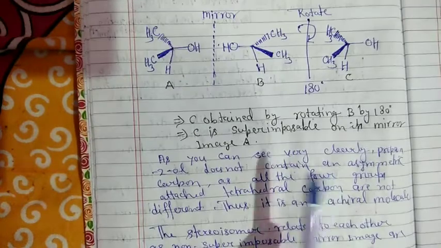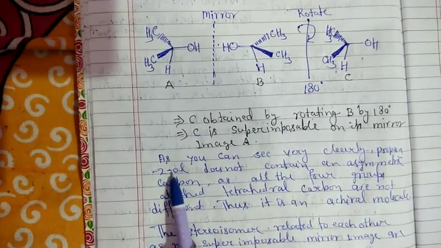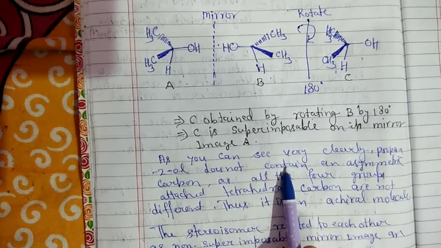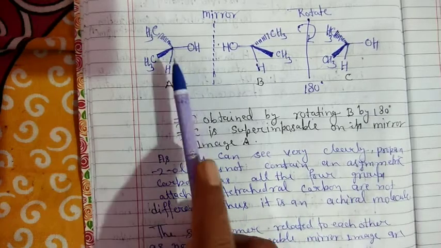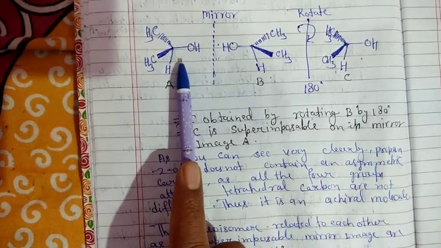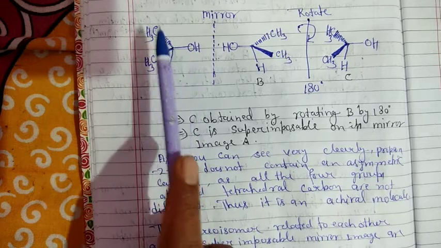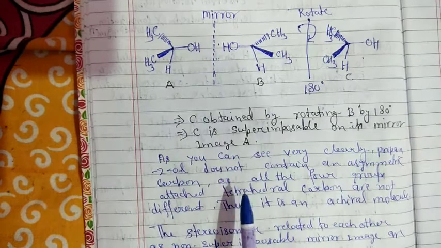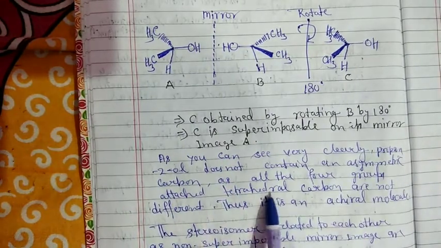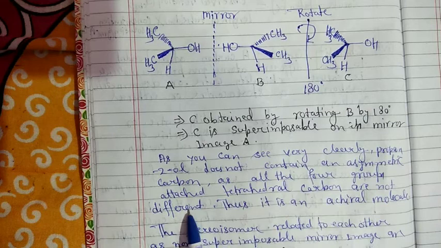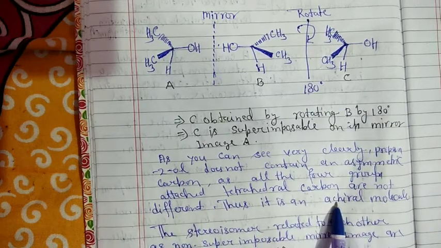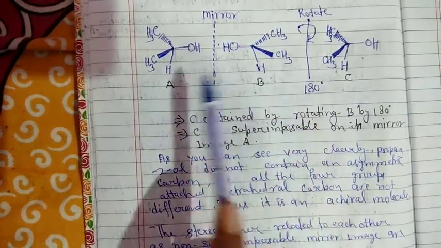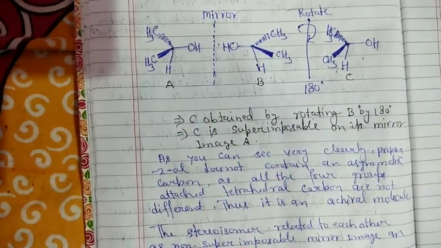As you can see very clearly, propanediol doesn't contain an asymmetric carbon. This carbon atom is not asymmetric. Why? Because the same substituents are attached to this carbon. As all 4 groups attached to the tetrahedral carbon are not different, it is an achiral molecule. Why? Because they are superimposable on their mirror image.